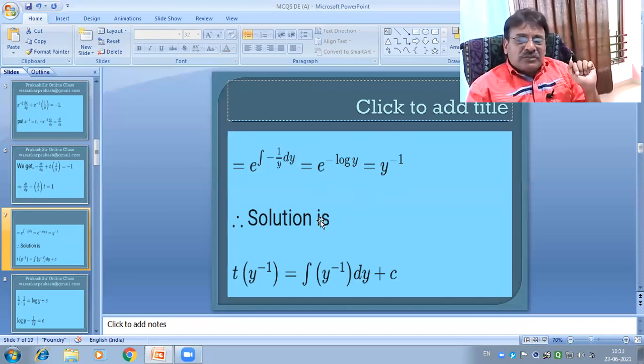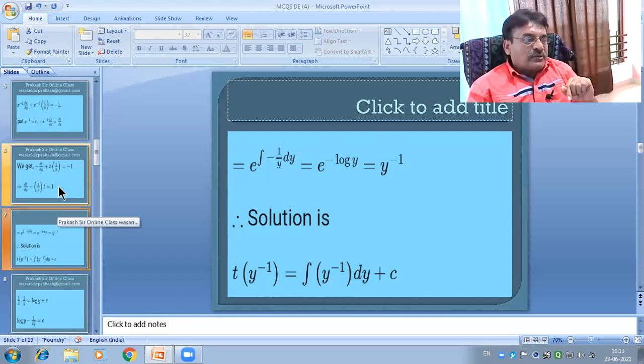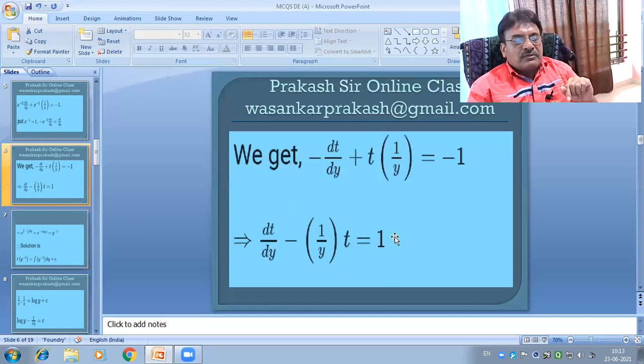Therefore, the solution of the given differential equation is t into IF, and IF is y to the power minus 1. So we write t into y to the power minus 1 is equal to the integration of IF, that is y to the power minus 1, into q, but here q is 1.